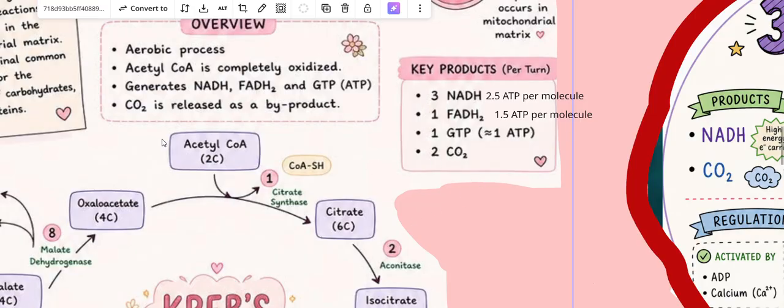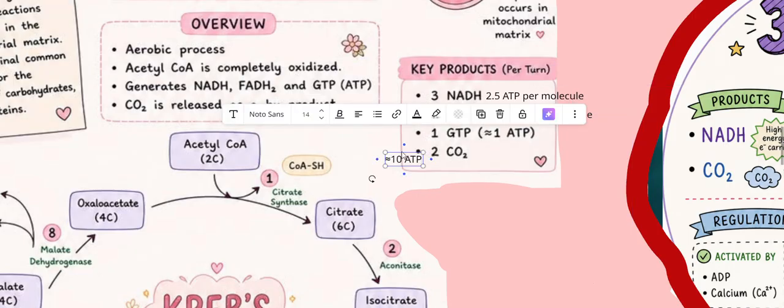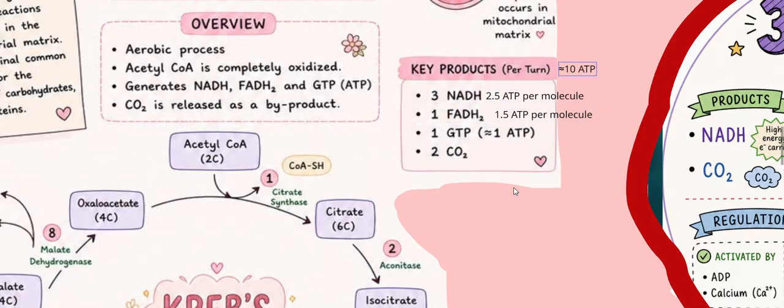And they love asking this. They love asking that you basically create 10 ATP in every Krebs cycle. This is like their favorite question, I think. I've seen it asked so many times.